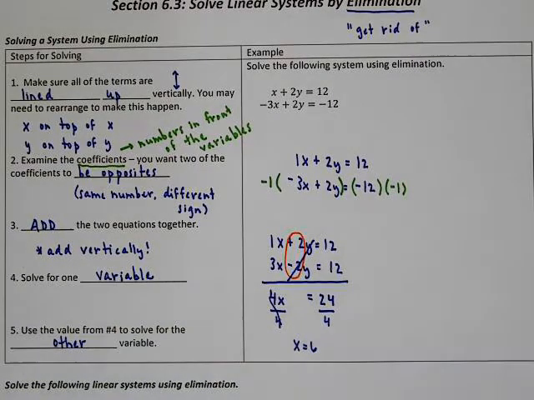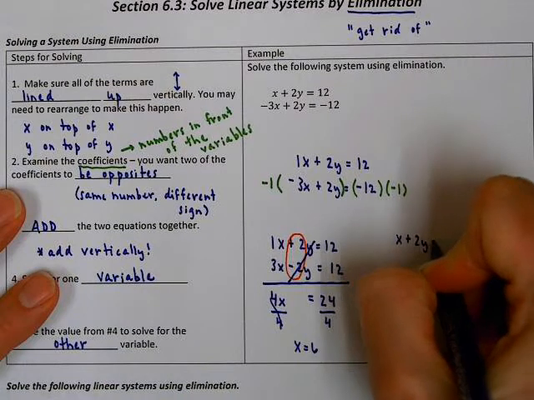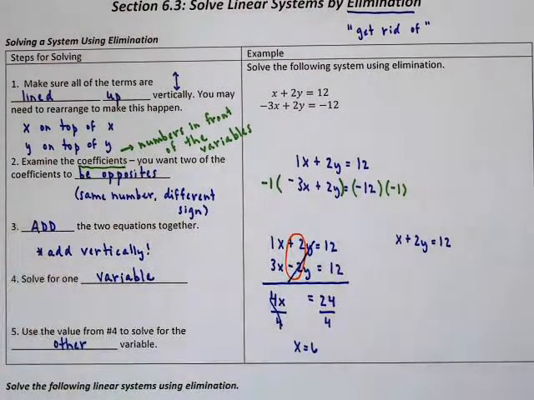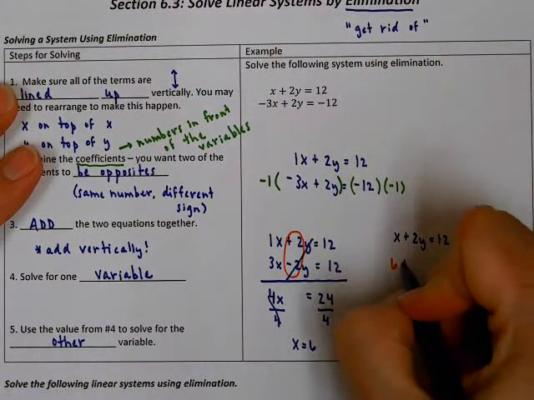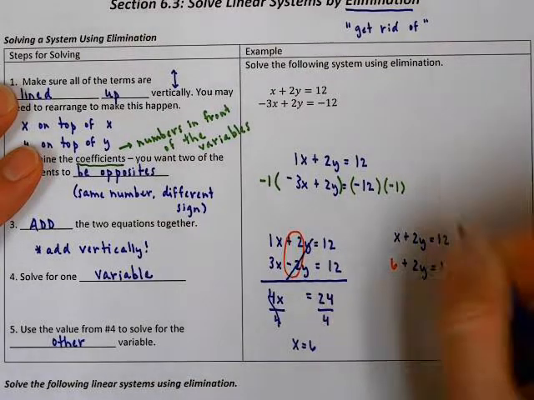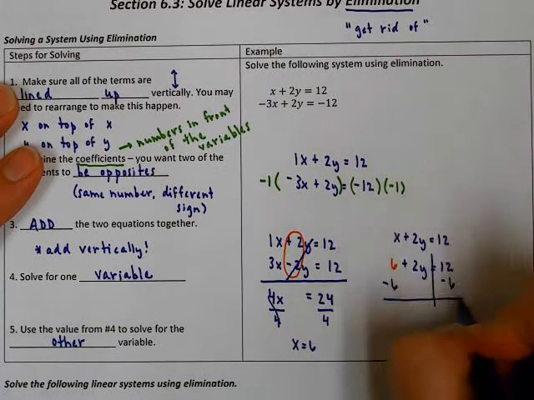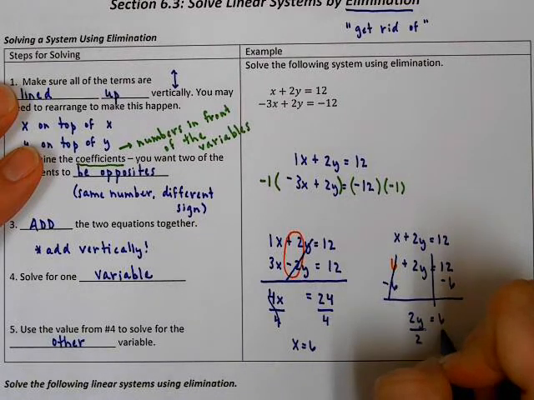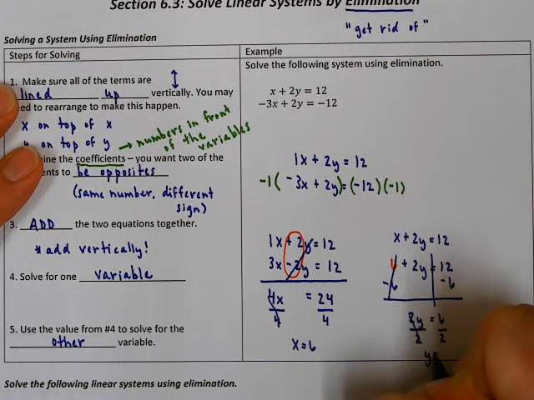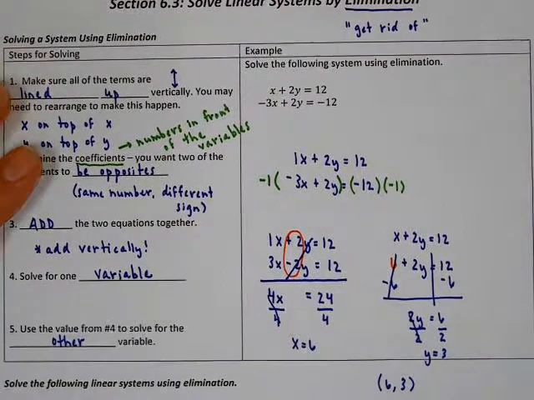So now, just like before, I know what x is. So I'm going to take my first equation, x plus 2y equals 12. I know that x is 6, so I'm going to replace x with 6. So 6 plus 2y is equal to 12, and now we're going to solve for y. So I'm going to subtract 6 on both sides. That's going to cancel. I get 2y is equal to 6, and if I divide by 2, I get y is equal to 3. So my solution, I think, is 6, 3.